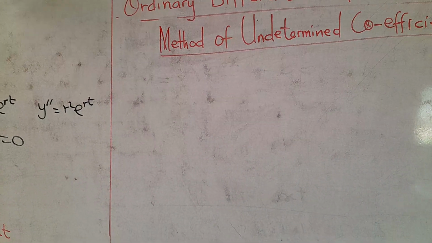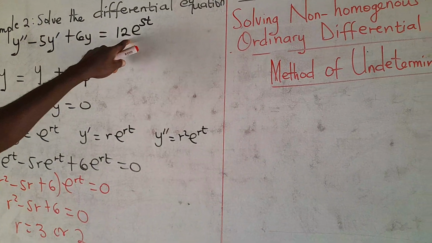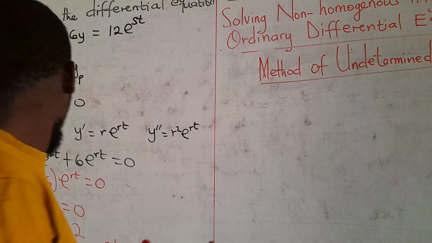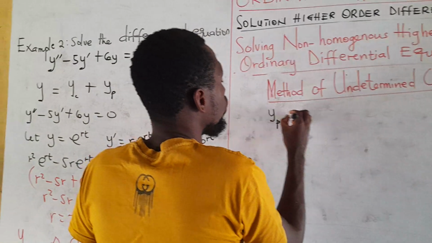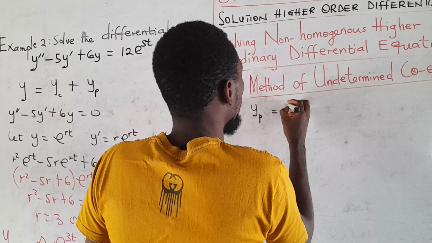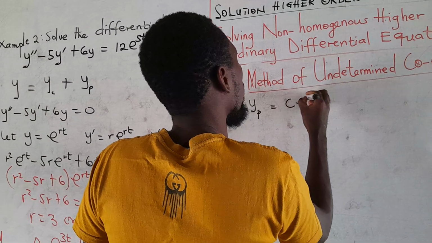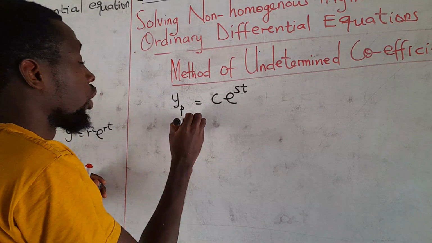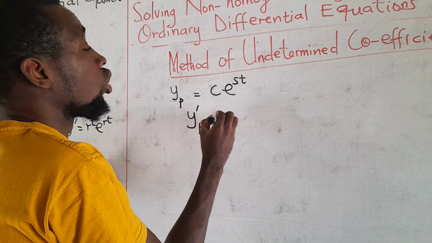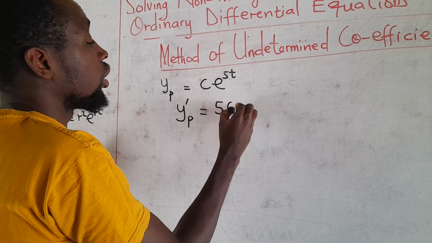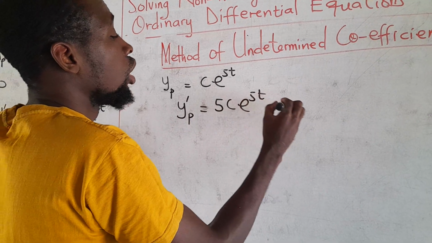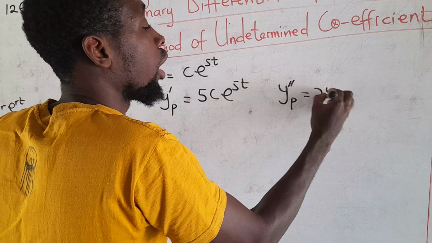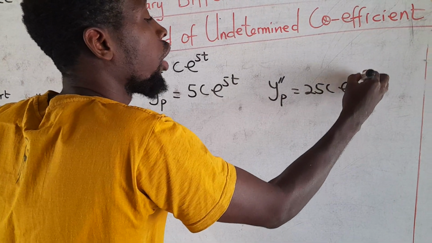So, since we have this thing equal to 12e^(5t), we want to determine the coefficient there. So, we let our y_p be equal to ce^(5t). So now if we differentiate this, we find y_p' equal to 5ce^(5t). Then our y_p'' will be equal to 25ce^(5t).